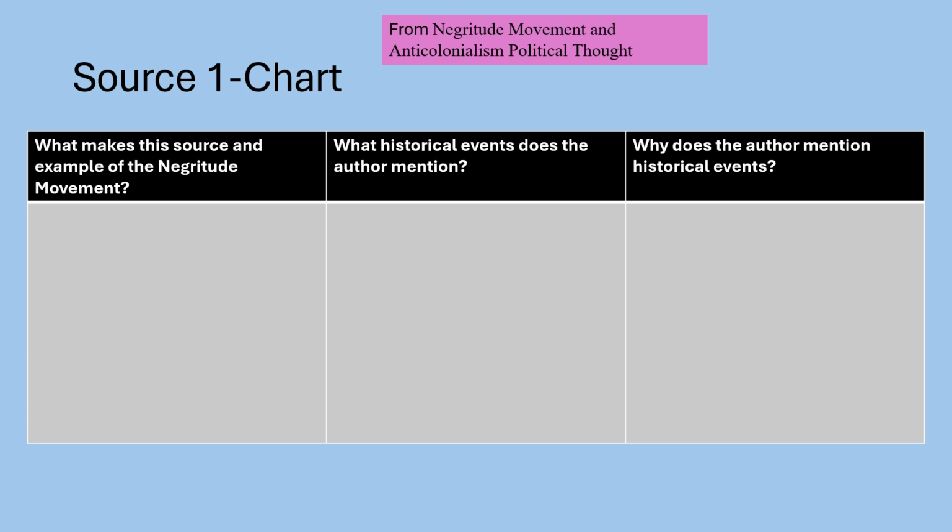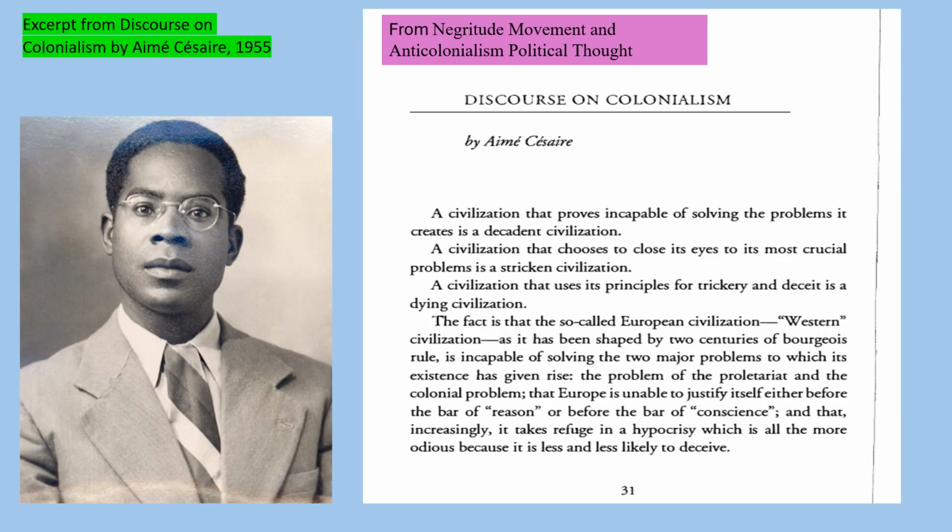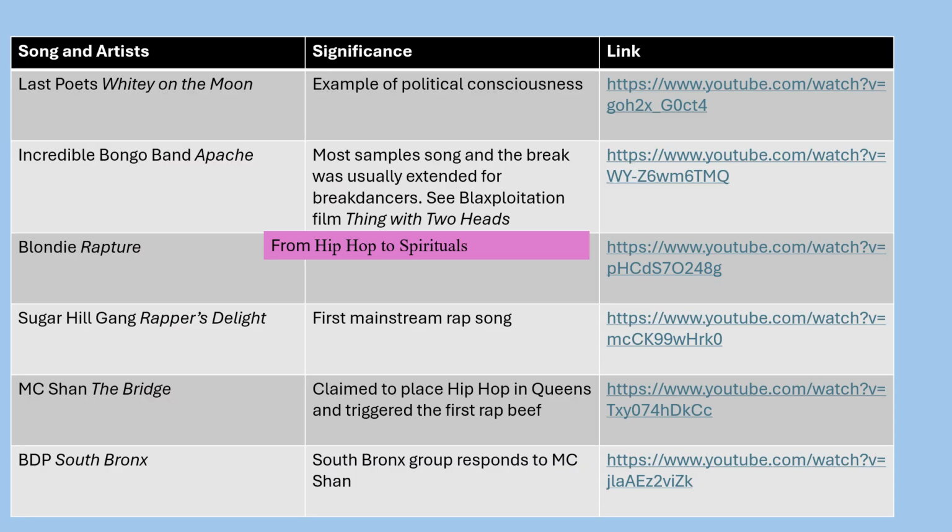This is another sample from the negritude movement. Students are asked to complete this chart. They're using this source with the previous chart, which is a required source in the AP framework. This is a screenshot from the hip hop to spiritual section, where I've included a list of significant songs with regard to the historiography of hip hop. I've included the significance of the song as well as a link.